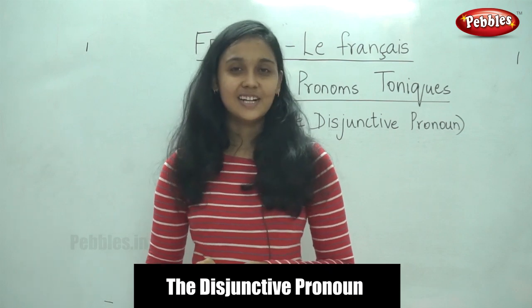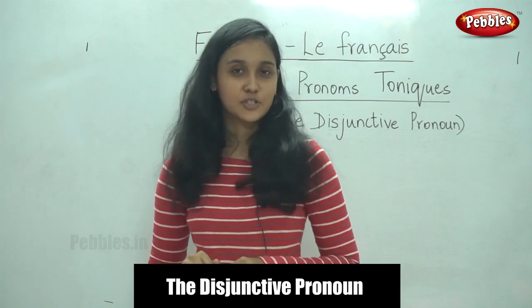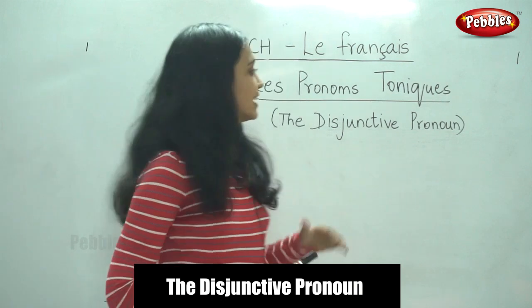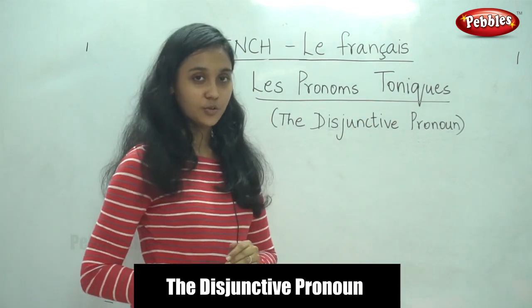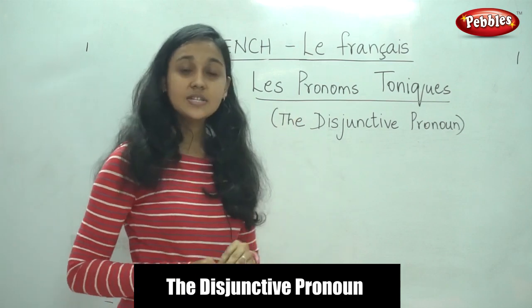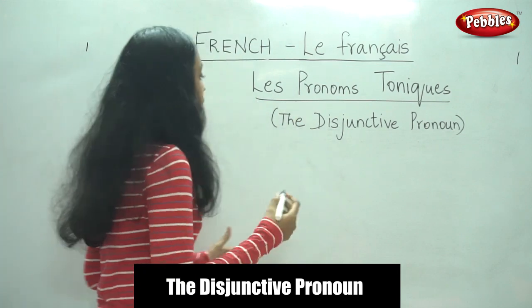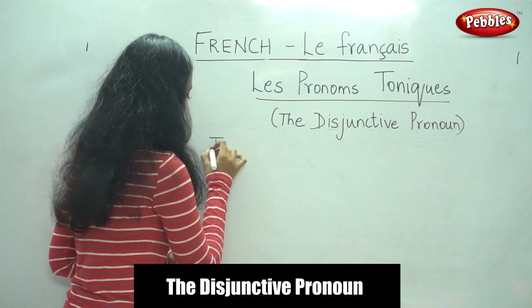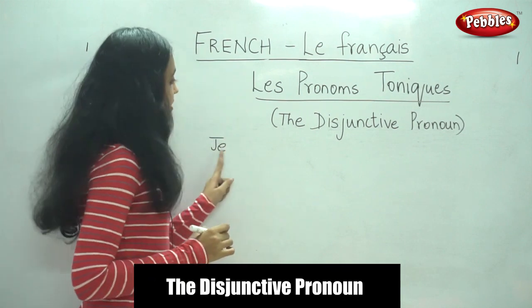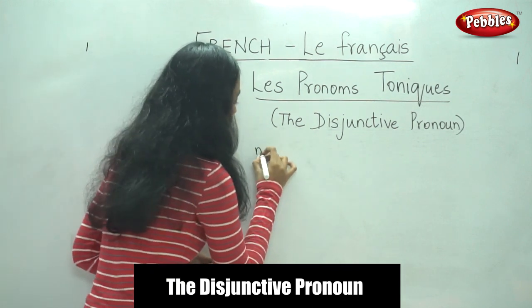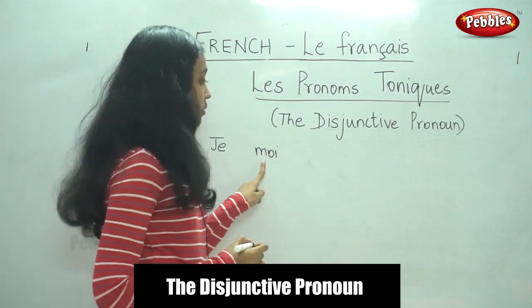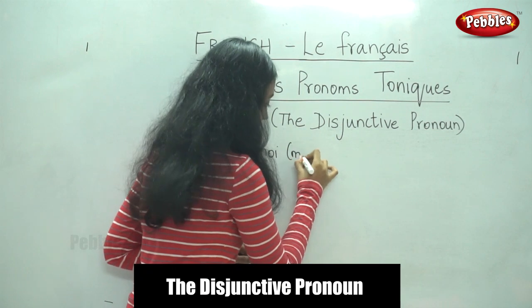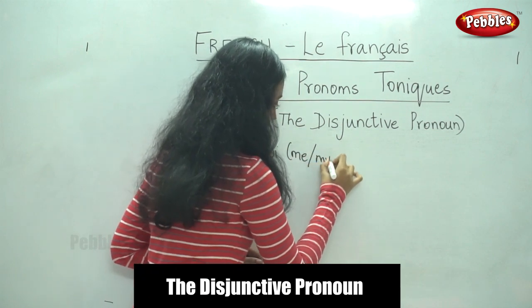Now, let us learn one more grammar concept for today. Today, we are going to learn les pronoms toniques, which is the disjunctive pronoun. This pronoun is used after a preposition. For je, the disjunctive pronoun would be moi. It is pronounced as moi. Moi means me or myself.